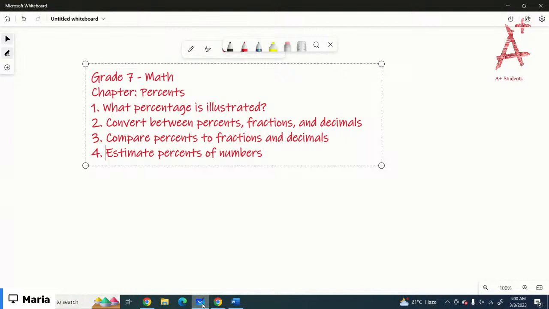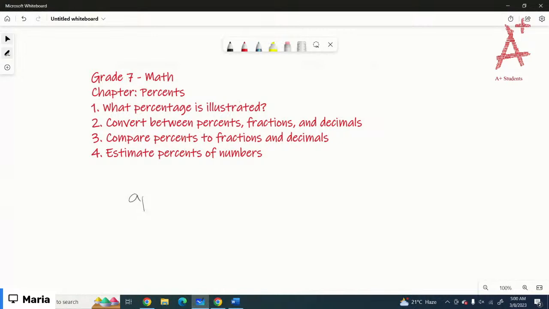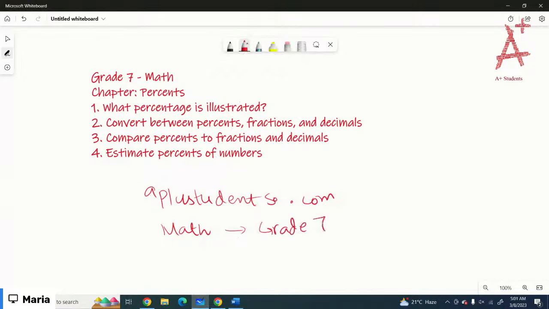So, we're going to start with grade 7 maths. You can find all the lessons on aplusstudents.com. You have to log in there using your email address and password as provided by the administrator. Then, you have to select math from the subject tab, scroll down to grade 7, and then click on view all lessons.